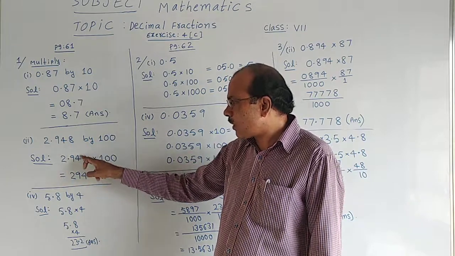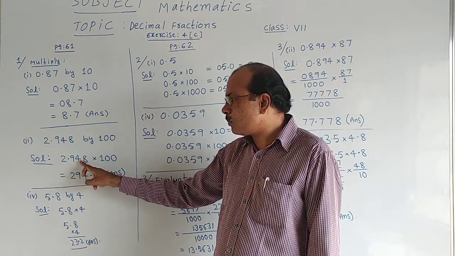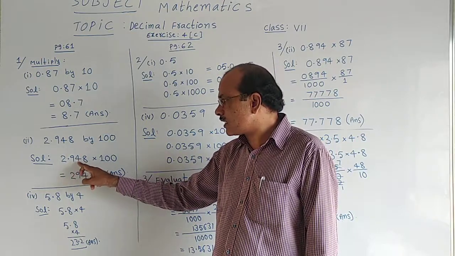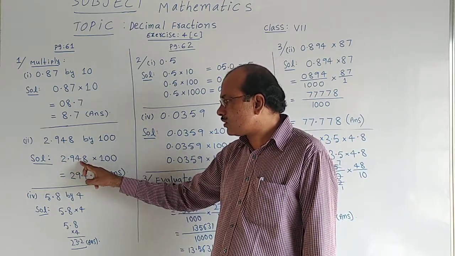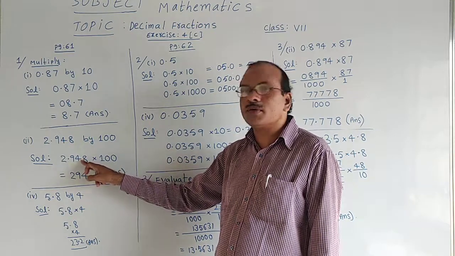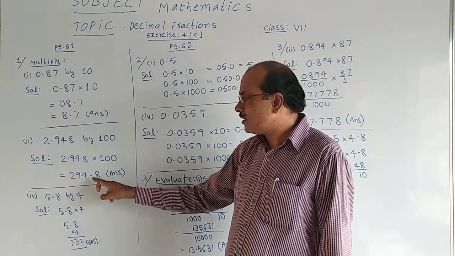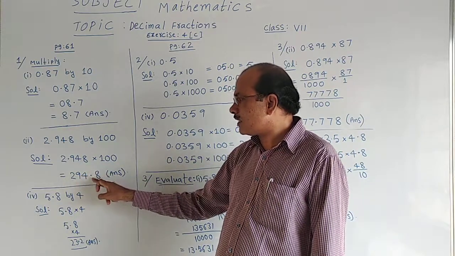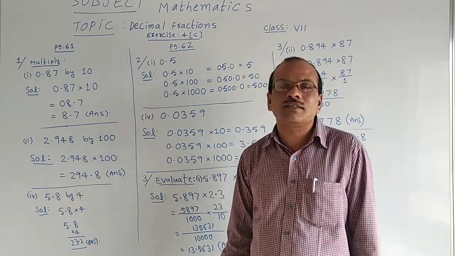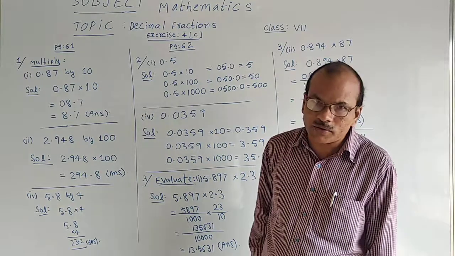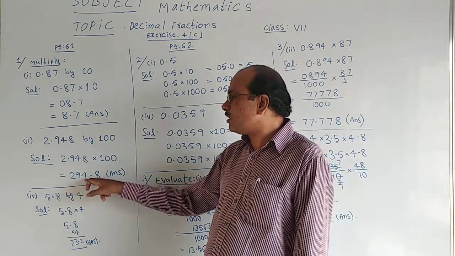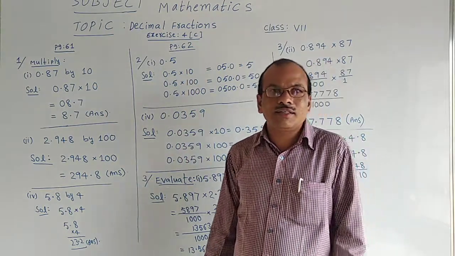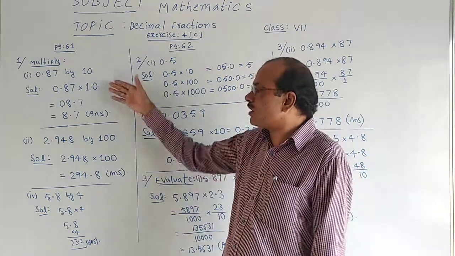So then this point should be placed between 4 and 8. Am I correct? Because first digit, second digit, after crossing 2 digits, that point should be formed in between 4 and 8. Actually the point is here, and it was written here because after 2 digits it has to be formed. So 294.8 becomes the answer. Is it clear now?